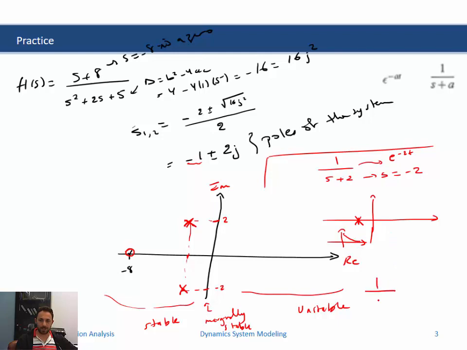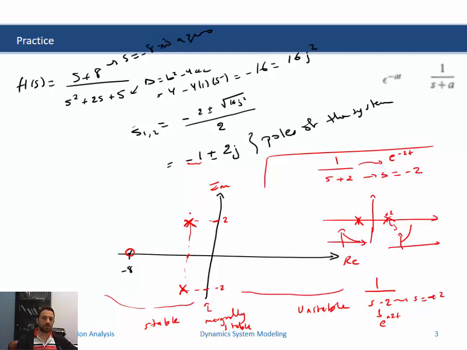Take another example, s minus 2, then the pole is at s equals plus 2, right? So if we want to plot it, this is the pole. Now let's think from the time domain perspective. If we convert this to the time domain, we have e to the power plus 2t. As t tends to infinity, this exponential component tends to infinity. So it goes like this and it diverges. That's why we say this is unstable.